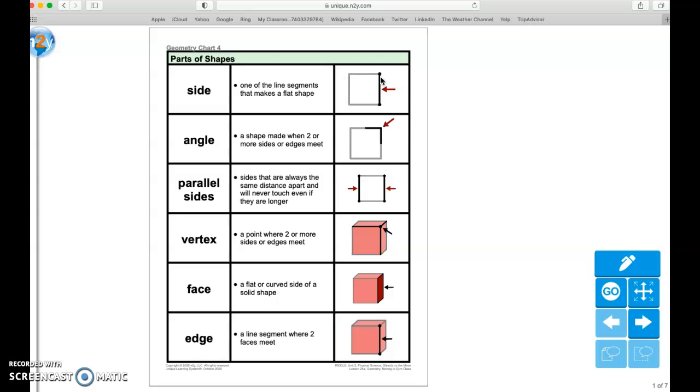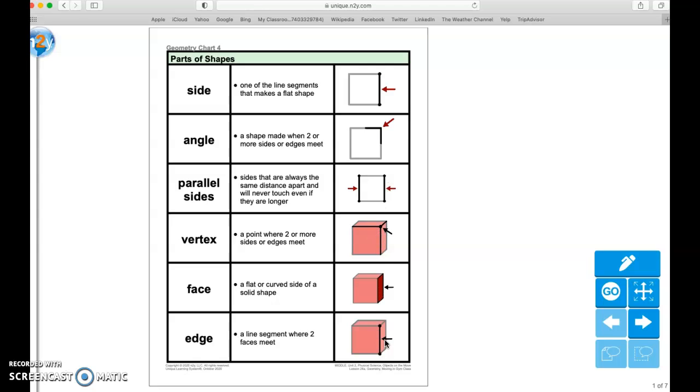So remember when you look at the side of a shape, and these are up here 2-dimensional shapes, so just like if you would draw it on a piece of paper. And then an angle is when two or more sides meet. Remember, this is a right angle. We talked about that yesterday. If it is 90 degrees, parallel sides, these two sides and these two lines will never touch, right? So these parallel lines means these can go on and on forever and they will never touch.